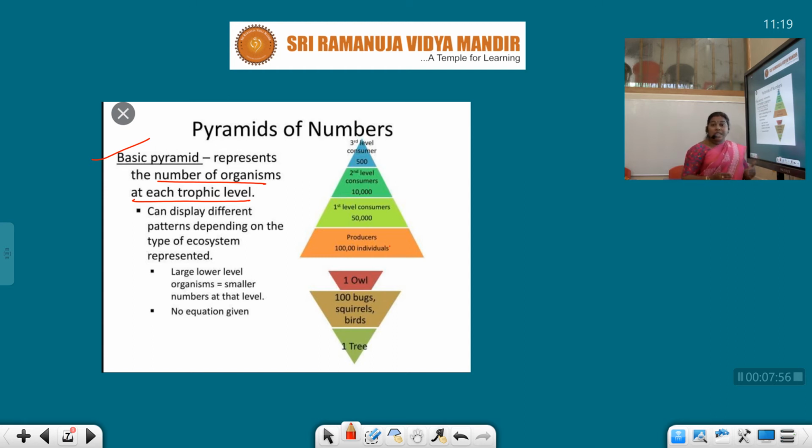So here they are giving the number of organisms at a particular trophic level, and it can display different patterns depending upon the type of ecosystem represented. Larger lower organisms is equal to smaller number at that level.